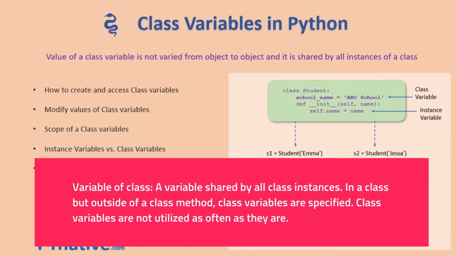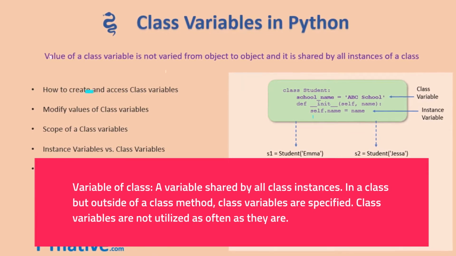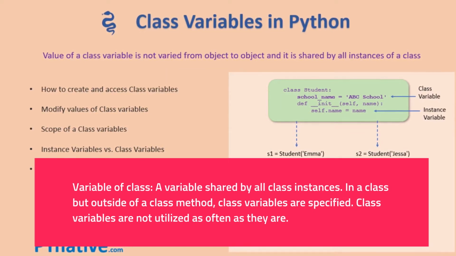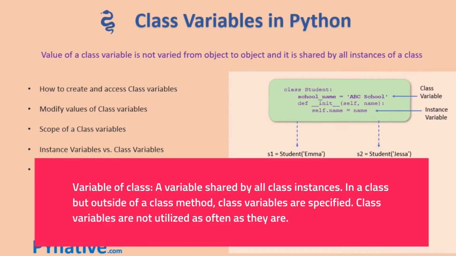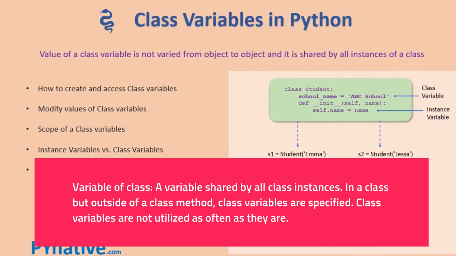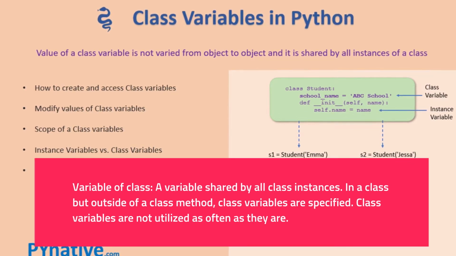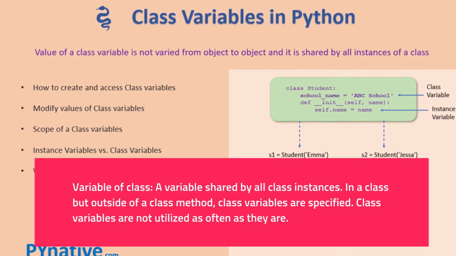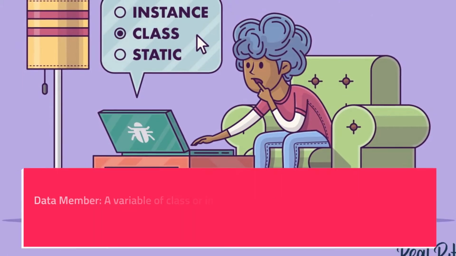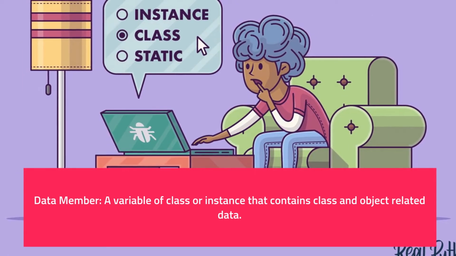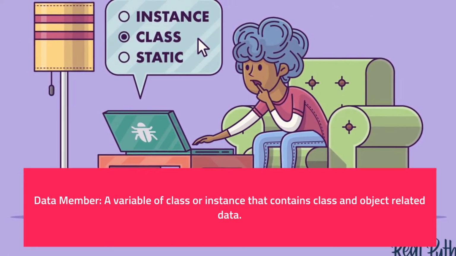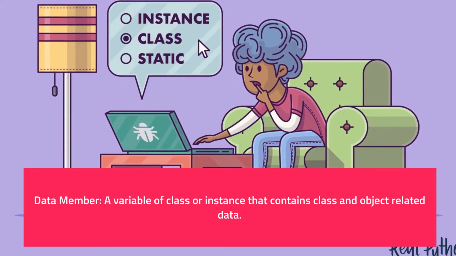Variable of class: a variable shared by all class instances. In a class, but outside of a class method, class variables are specified. Class variables are not utilized as often as instance variables. Data member: a variable of class or instance that contains class and object-related data.